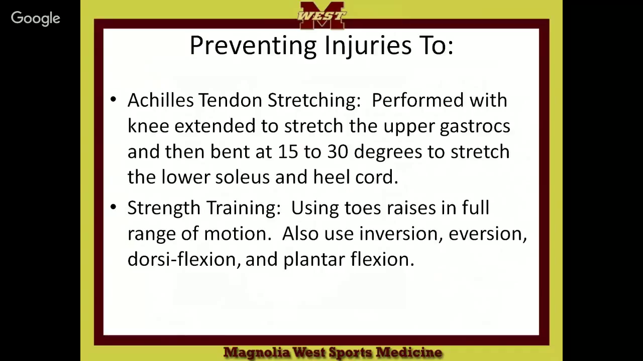We want them to do some of it with a straight leg, some of it with a bent leg, so they're getting both of those muscles. Okay, the gastroc and the soleus are both in the calf, but one crosses the knee and one doesn't. So you're going to have to bend the knee to isolate them. Does this make sense?